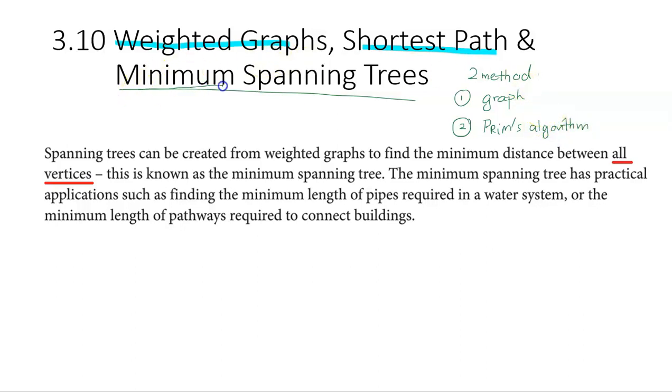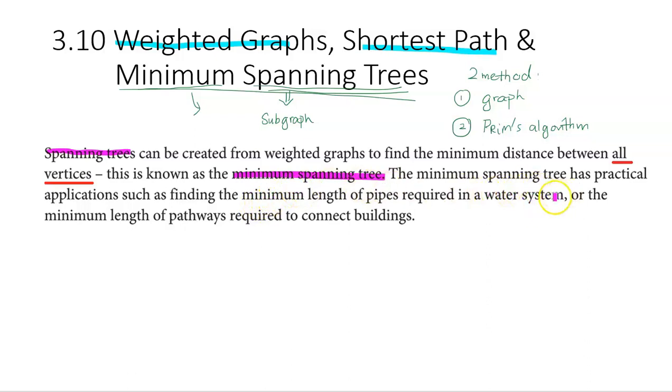And actually, what is a minimum spanning tree? I believe everyone already knows about spanning tree from the previous section 3.09. A spanning tree is a subgraph of a tree. You just want to find the minimum value, the minimum distance on the weighted graph, and make sure this is a spanning tree. If you look at the definition here, a spanning tree can be created from a weighted graph to find the minimum distance between all vertices. That means a subgraph can be created from the original graph to find the minimum distance. This is known as a minimum spanning tree.